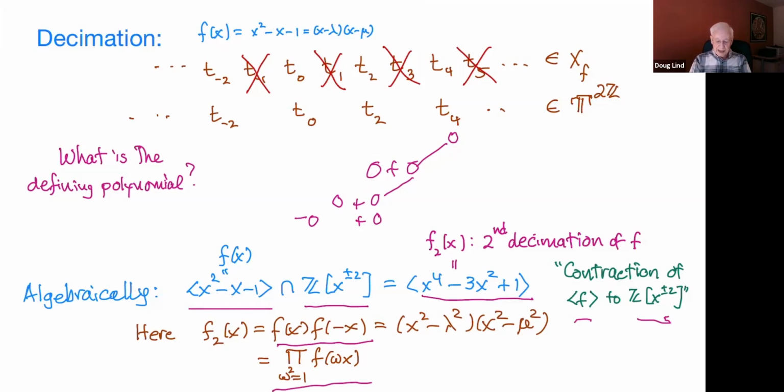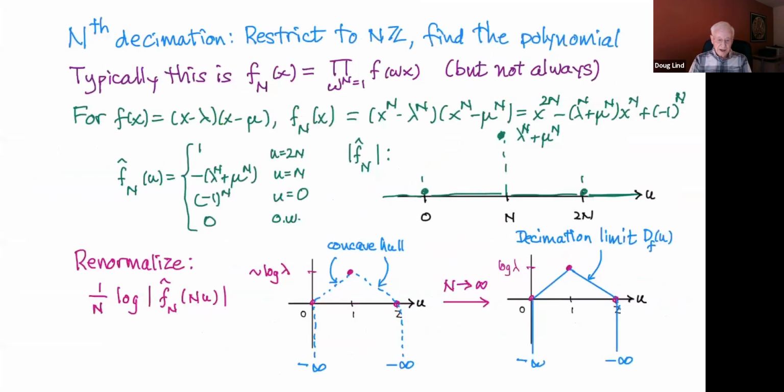Okay, so that's the second decimation. You can do the nth decimation as well. You just restrict to nz and try to find the polynomial that describes what happens when you do that. And typically, this is given by an operation similar to the one we just had. We'll rotate the variable by all the nth roots of unity and take a product. This is not always the case, and I'll describe that in a little bit more detail.